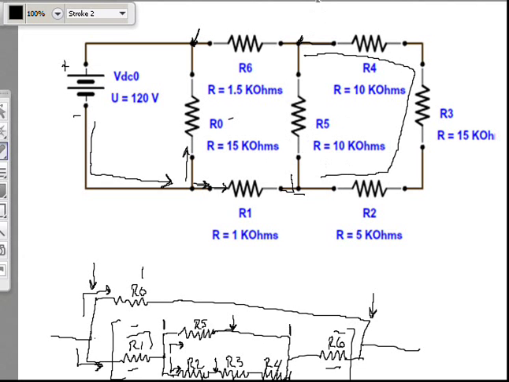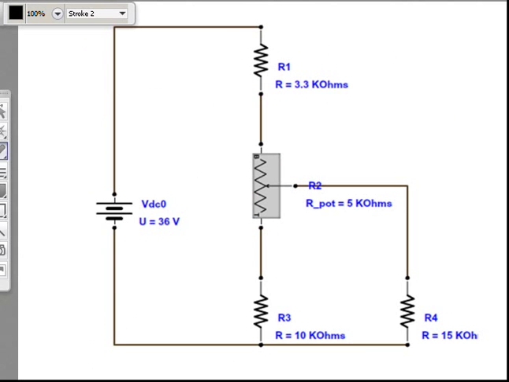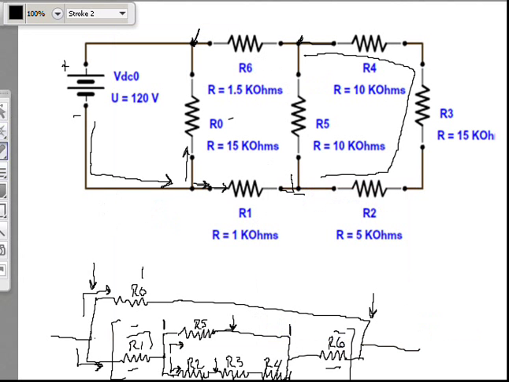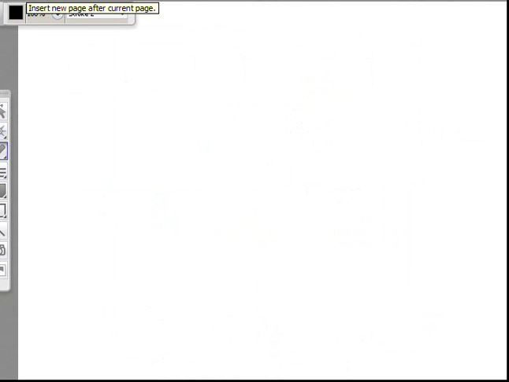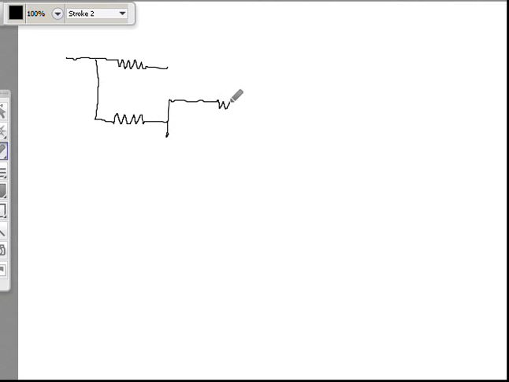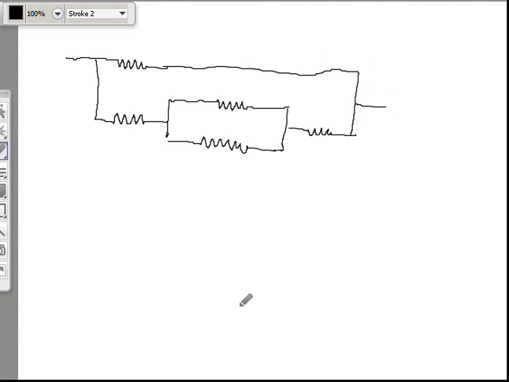So to do that, I'm going to need another slide. Let's see, have I got another slide set up? No, I don't. But I do now. So now let me redraw that circuit real quick, and go back and get my values.